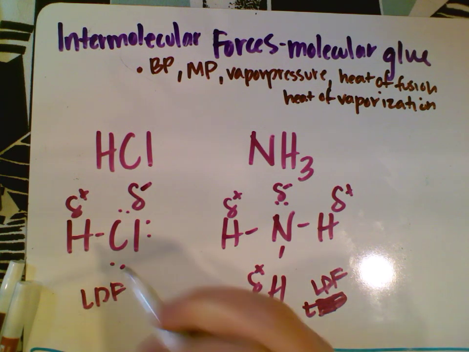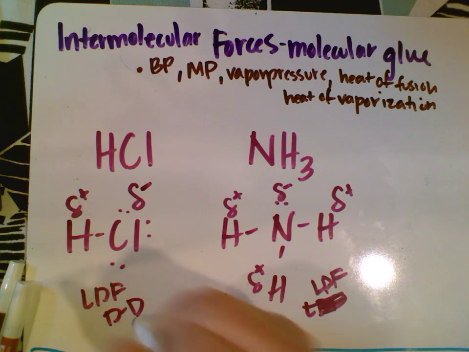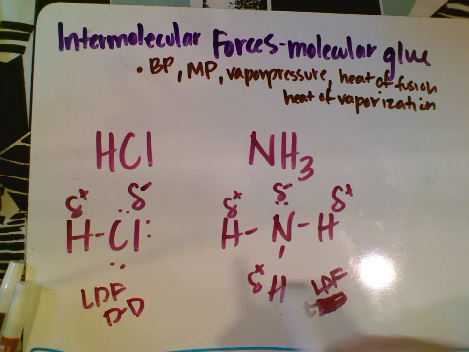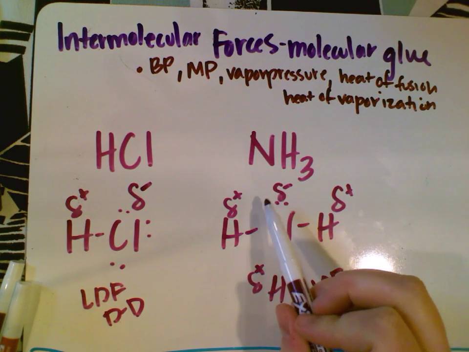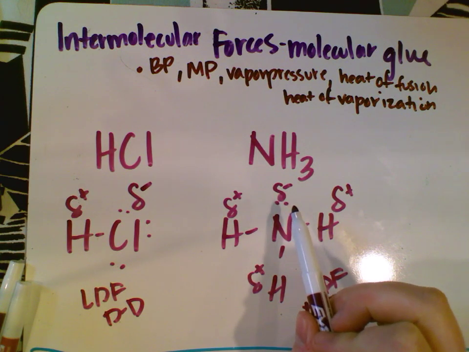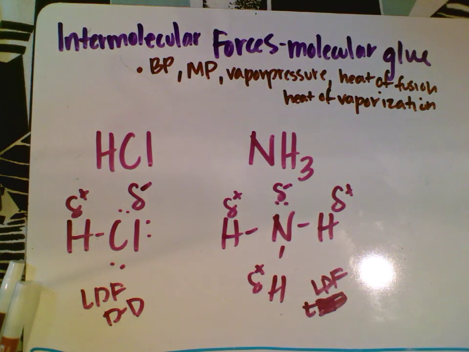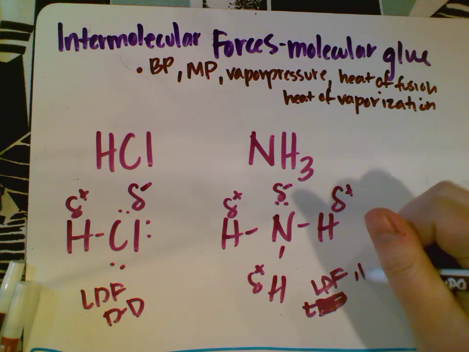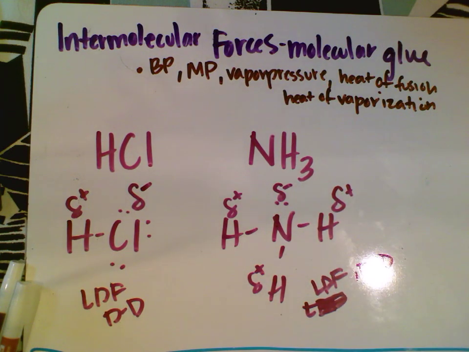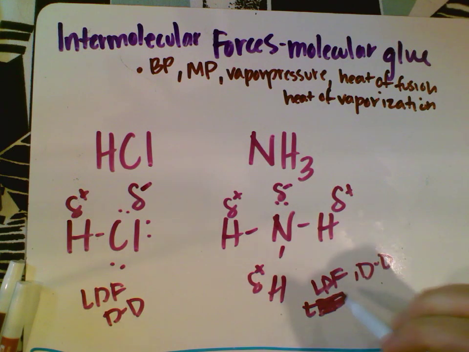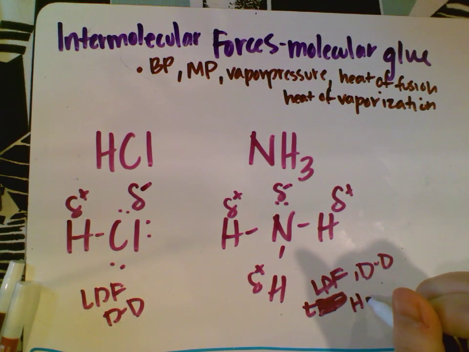H and a negative Cl, this HCl has the ability to dipole interact. NH3, because it has the unshared pair of electrons, is a polar molecule. So this guy here also has dipole to dipole. But here's where we see the separation. HCl is not capable of hydrogen bonding. The N to H bond here makes it so that NH3 can hydrogen bond.